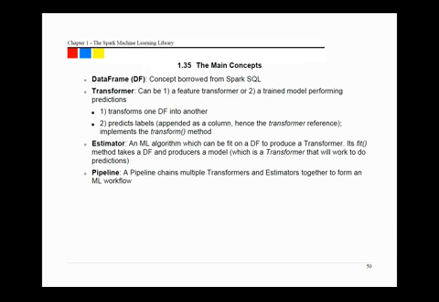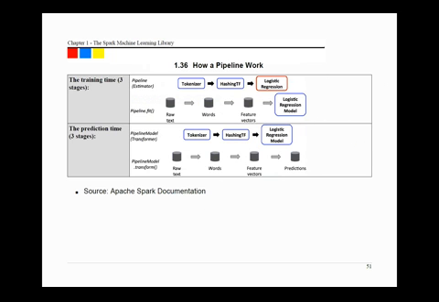So estimator, by the way, I believe is a terminology borrowed from scikit-learn. They've got the estimator. It's a machine learning algorithm which can be trained on a data frame. Fit is the training, and it produces a transformer. So that transformer can essentially do the prediction. And the pipeline combines everything to make it flow nicely, and that's what it looks like.